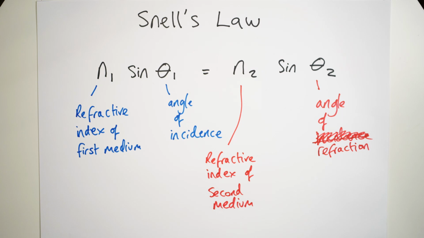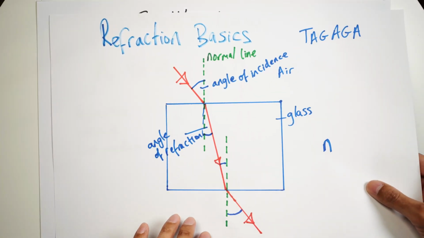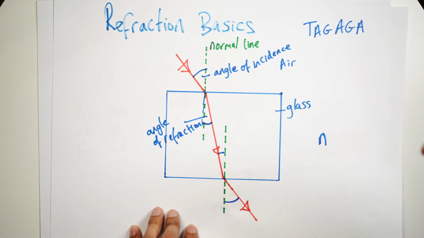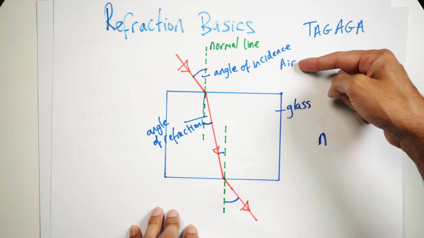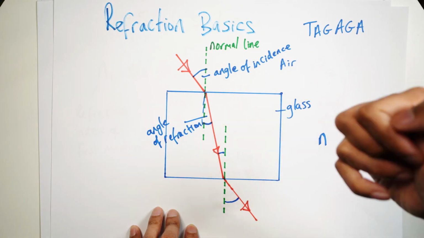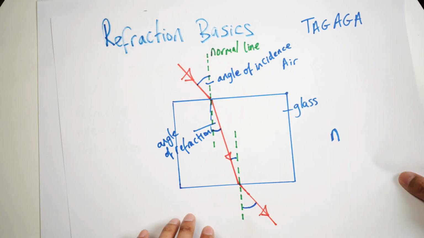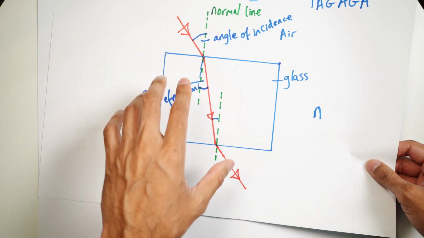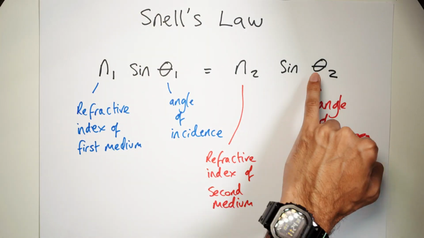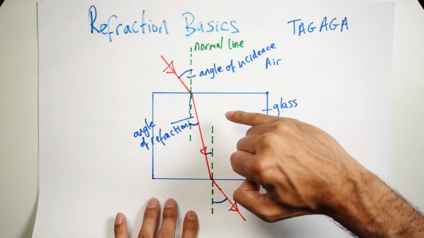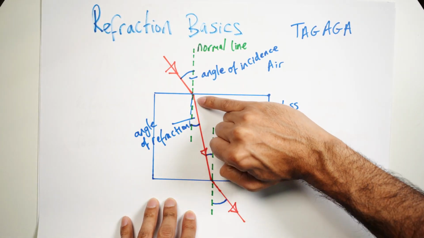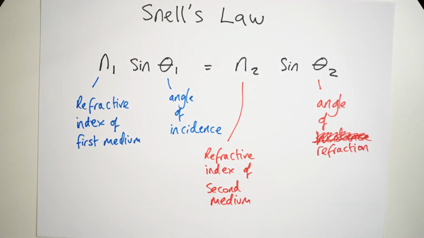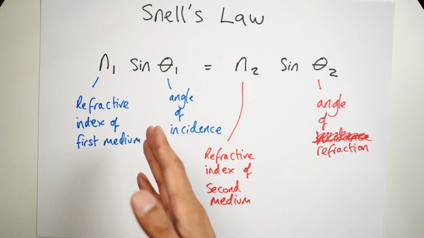So what does this all mean? Well, if you have a look at this, air is the first medium, glass is the second medium. So n1 would be the refractive index of air, and n2 would be the refractive index of glass. Then you've got theta 1, which is the angle of incidence, which is always measured from the normal line, and theta 2 is the angle of refraction, which is this one. Again, it is measured from the normal line, so you're measuring that much from there. So n1 sine theta 1 equals n2 sine theta 2.